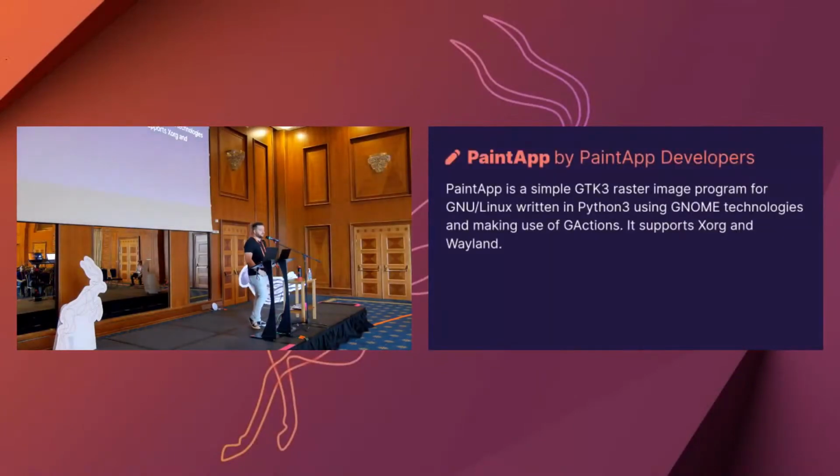How many of you have seen an app listing kind of like this? I'll just read it out to emphasize it. Paint App by Paint App developers. Paint App is a simple GTK3 raster image program for GNU/Linux written in Python 3 using GNOME technologies and making use of GActions. It supports Xorg and Wayland. We have some of those in our app stores, right?